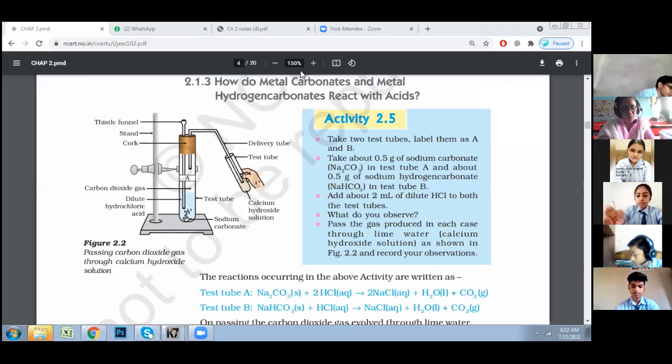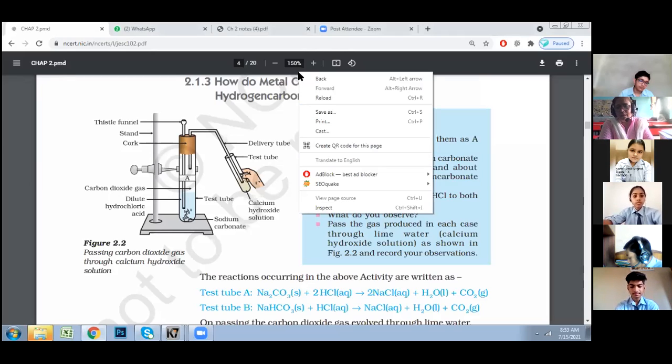Tell me what will be the product formed now? Again, the same product will be formed, beta, because the ionic formula will not change, because the valency is not changing. Clear? Only the balancing of the equation will be changed. You can see the reaction with hydrochloric acid. It is the same. The products formed are the same.